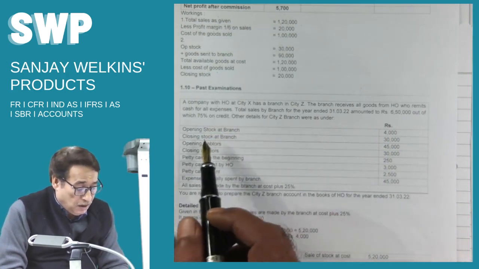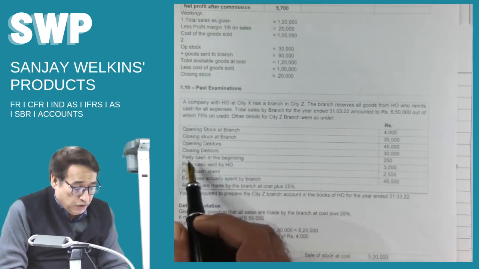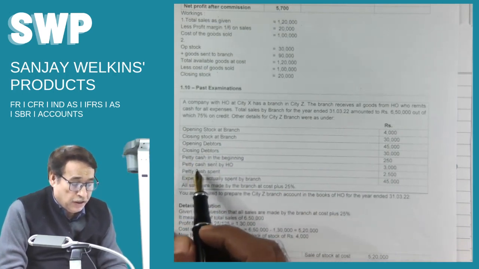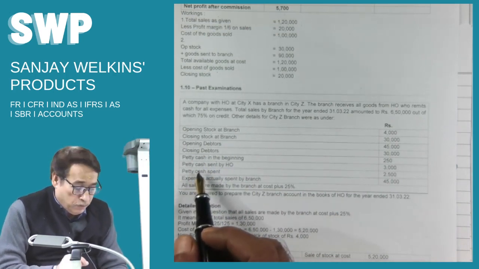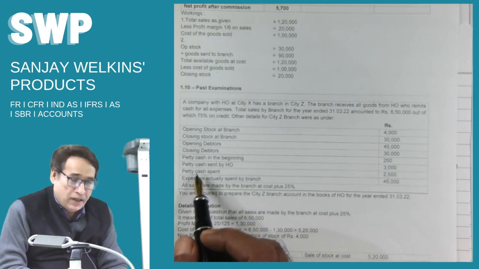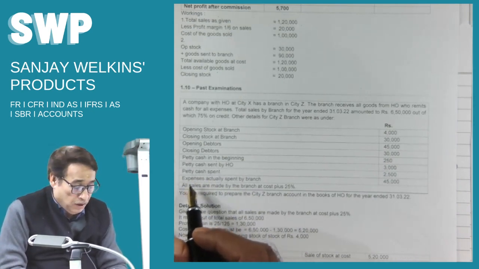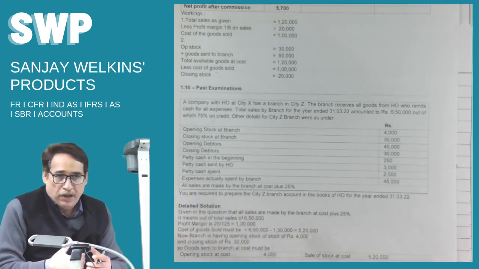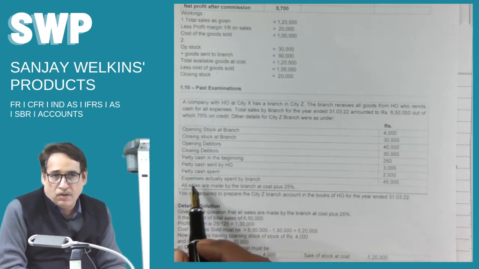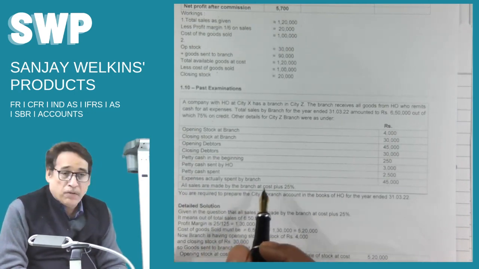Other details are given to you: opening stock at branch, closing stock, opening debtors, closing debtors, petty cash in the beginning, petty cash further sent by head office, and petty cash spent. That means out of total available petty cash, the branch manager has spent this much. Further, just to confuse you, this time it is written this way: expenses actually spent by branch. Now, whatever branch expenses are there, head office will always send cash. So that is the reason here you are going to write 'to cash'. And all sales made by the branch at cost plus 25%.